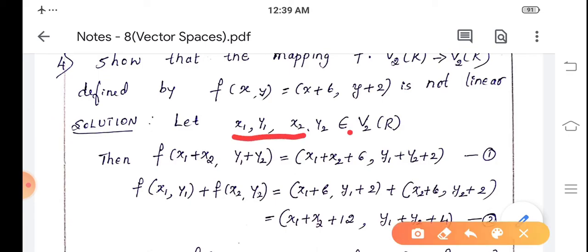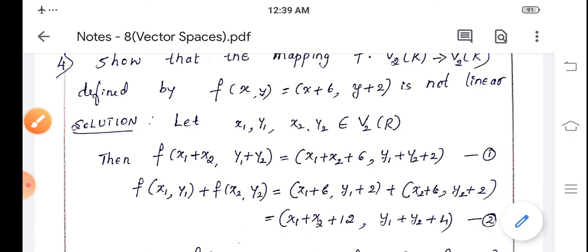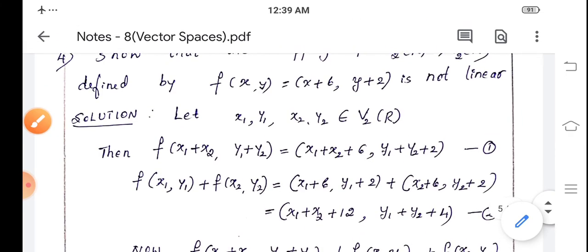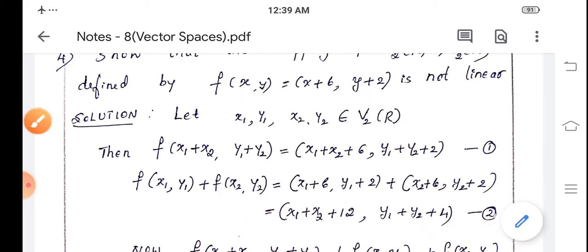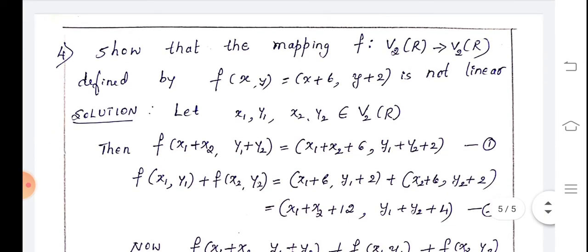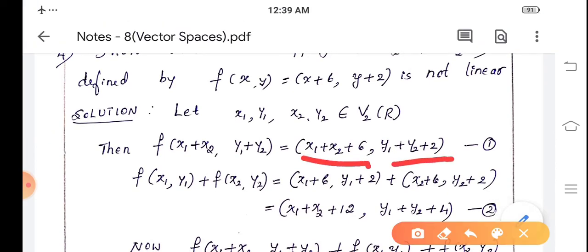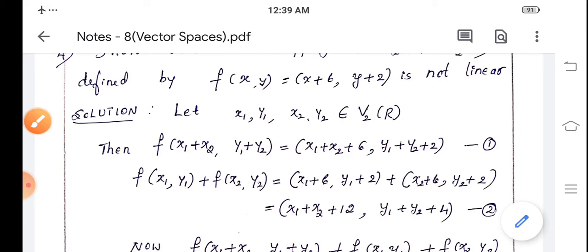Let (x1, y1), (x2, y2) belong to V2 and find f of (x1 plus x2, y1 plus y2). F of (x1 plus x2, y1 plus y2): by this definition, f of (x, y) is (x plus 6, y plus 2). Here it becomes (x1 plus x2 plus 6, y1 plus y2 plus 2). We'll take it as equation 1.